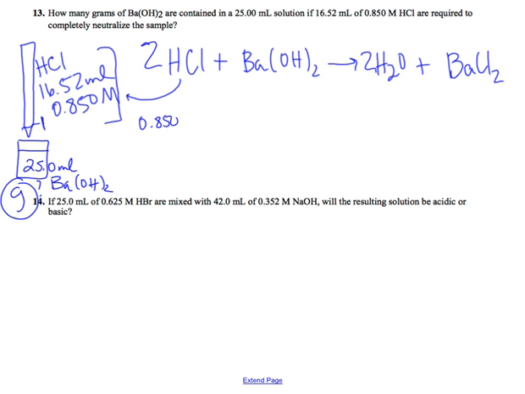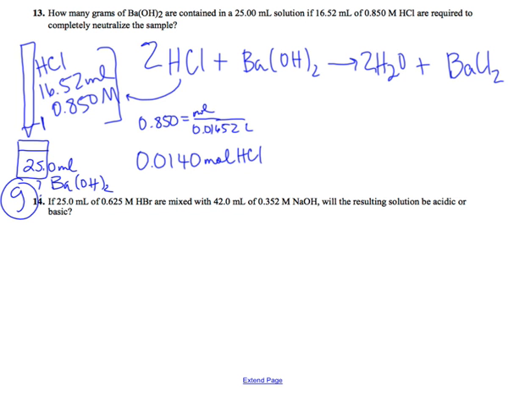So how do I find moles of that? Molarity is equal to moles over liters, right? Wait, I have liters. Moles over 0.01652 liters. So how many moles of HCl do I have? 3 sig figs. Oh, yeah, 3 sig figs. 0.0140 moles of HCl.